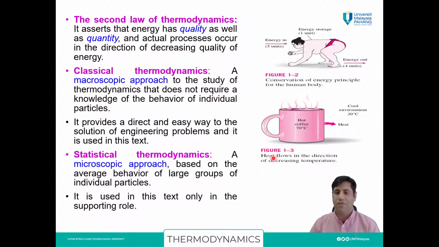And in figure 1.3, you can see the figure to illustrate the second law of thermodynamics. As you can see here, heat flows in the direction of decreasing temperature. And as you know, temperature is thermal energy, so energy is going to reduce. So hot coffee here is 70 degrees Celsius. The surrounding is cooler, only 20 degrees Celsius.